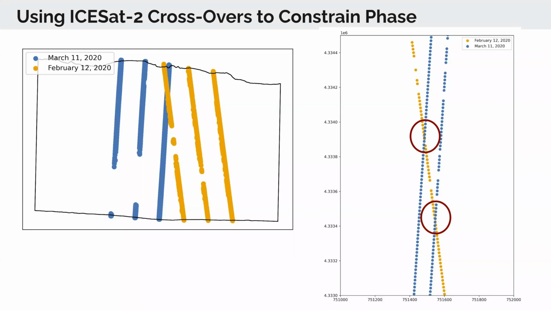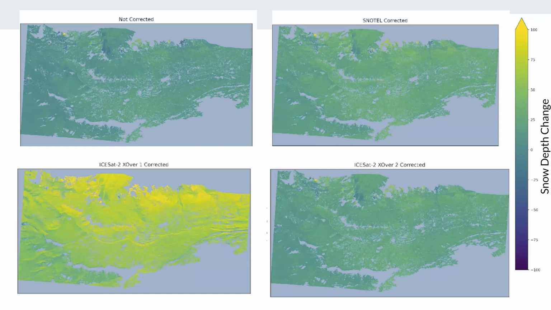So we found the snow depth difference at these two points based on ICESat-2 data, and used those points to constrain the phase shift in the InSAR images. That's like impossible for you to see.